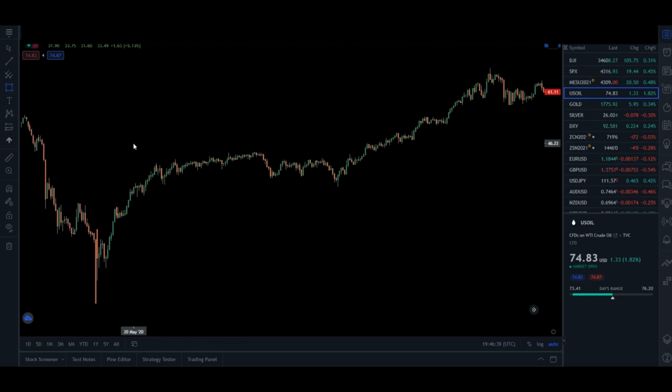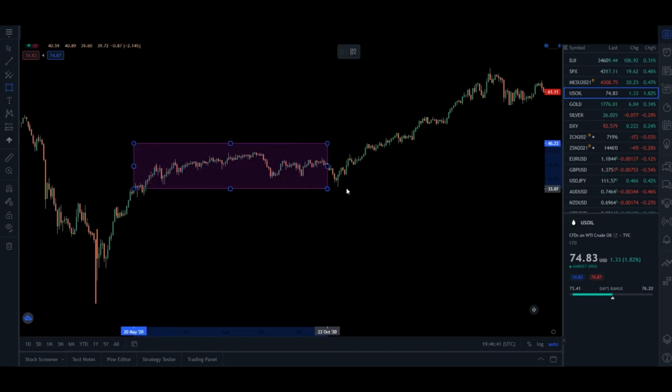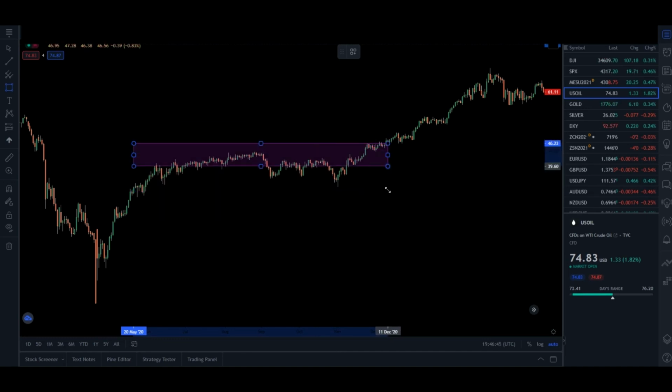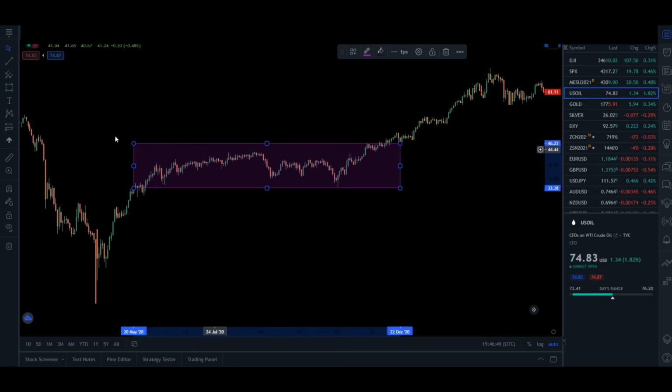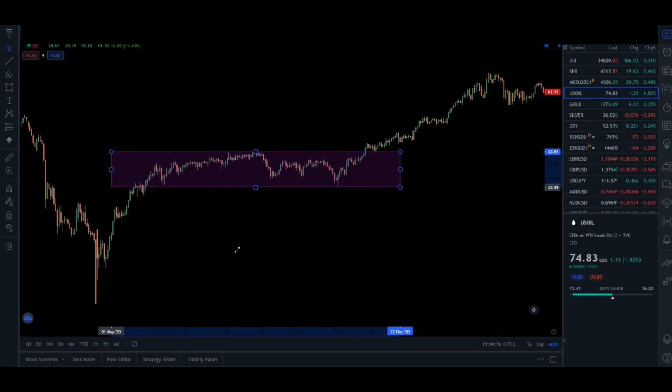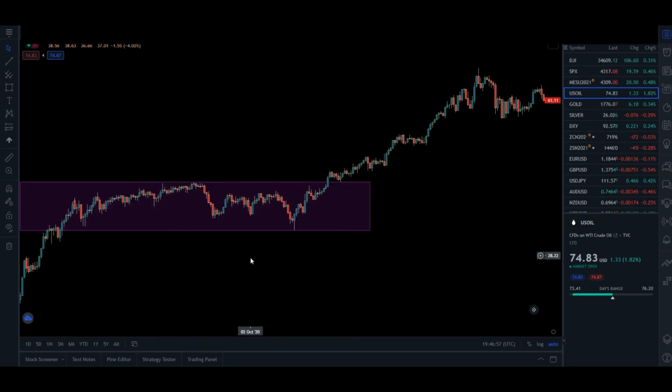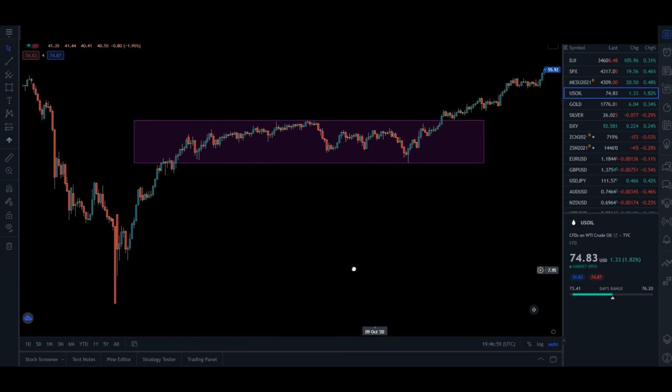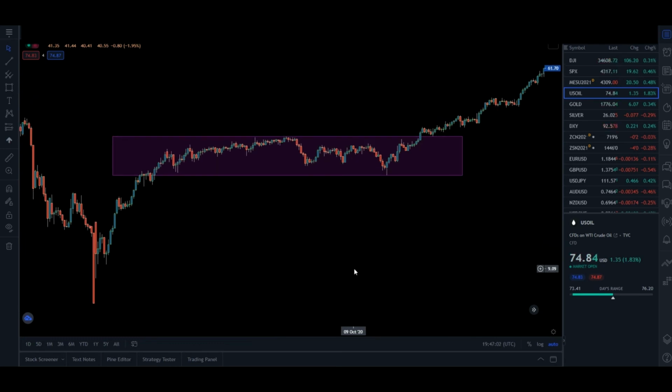So here, I'm going to draw a little, this is called a rectangle or a sideways moving, this is called a narrow sideways channel. And the reason it's called a channel is because, again, the market's just channeling. It's not going anywhere. It's like I said, it's like watching paint dry. It's boring. Most traders fall asleep in the sideways market.